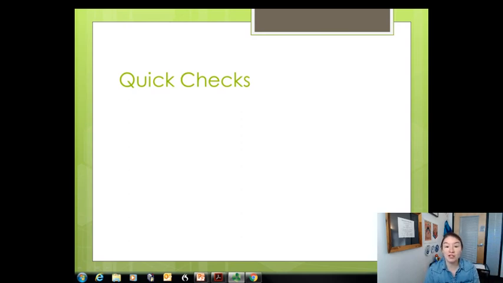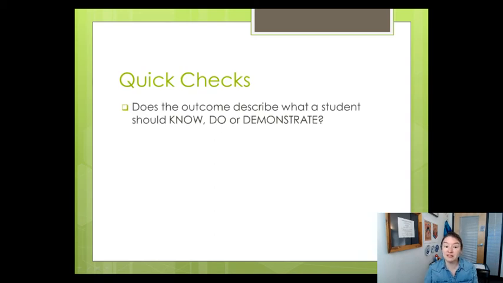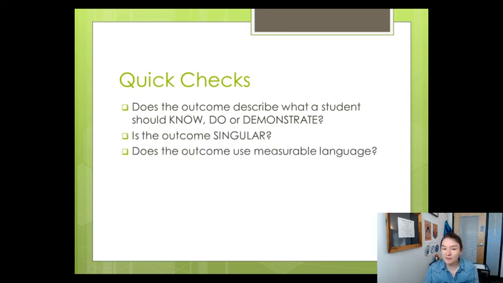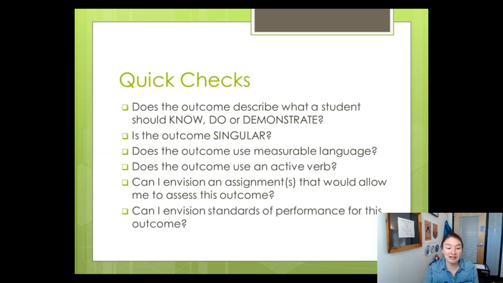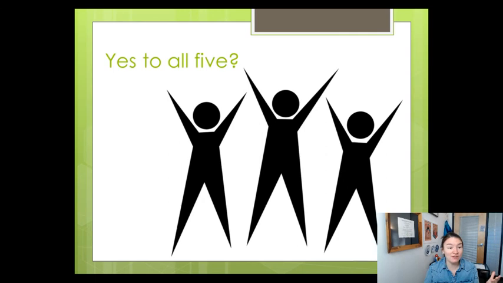So what are some quick checks that you can use to check the outcome that you've written? The first thing to ask yourself is, does the outcome describe what a student should know, do, or demonstrate? Then, is the outcome language singular? Does the outcome use measurable language? Does the outcome use an active verb? Can I envision an assignment or assignments that would allow me to assess this outcome? And finally, can I envision standards of performance for this outcome? These are the questions you want to ask yourself about an outcome that you've written. If you can say yes to all of them, then congratulations, you have a strong outcome.